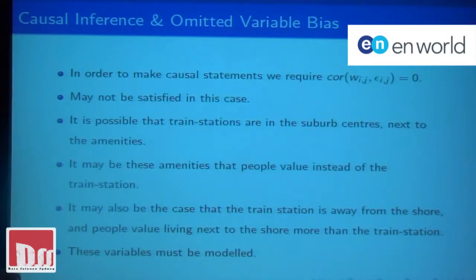Okay, so a key thing for people who do economics or social science is, so we've estimated these parameters by different locations. The question is whether we can make causal inferences. So is it actually living next to a train station that's increasing the rent, or is it something else that we're not observing? In order to make causal inferences, what we need is the correlation between the time it takes to walk to a station and the error of the regression to be zero. Okay, and in my view, that may not be satisfied in this case.